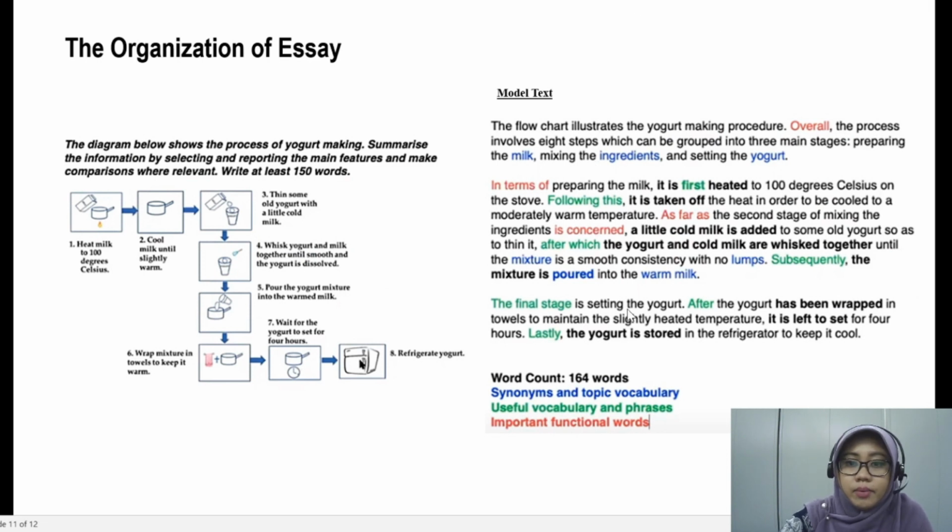All right, so this is the model text based on the mind mapping before. You can see there are three paragraphs over here. The first paragraph is the introduction. I say the topic, and then I mention how many steps or stages there are, and then I describe the main stages here. No need to discuss much in the introduction. And then I move to body paragraph 1. I start describing the process, the first step until the fifth step. I split it into two. So I describe the first half first. And then the last one, I describe the rest, or the second half, of the process.